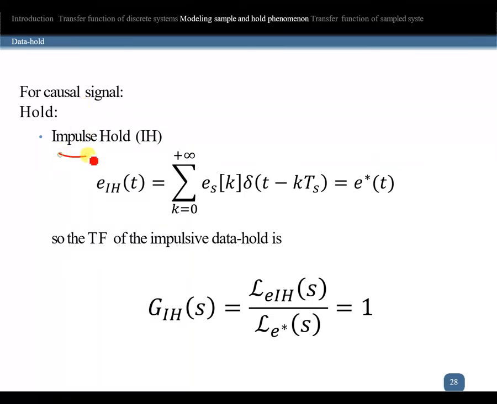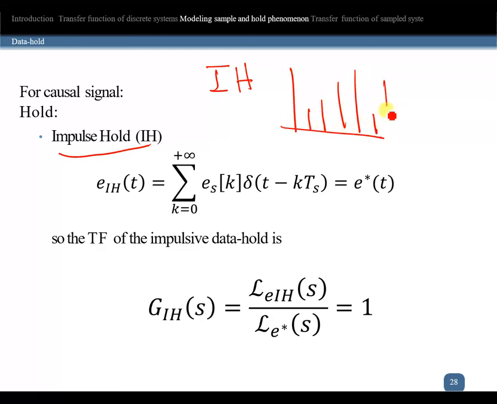First of all, the impulse hold. Normally, for the impulse hold we write e impulse hold as the sum of e sample k Dirac delta (t minus kTs). You see, this is the sum of the Dirac deltas, e sample k Dirac delta (t minus kTs). This will be the definition of e star of t. I want to find e star of t here, e(t). If I take the Laplace transform of the output divided by input, I can find the transfer function of the impulse hold, G impulse hold.